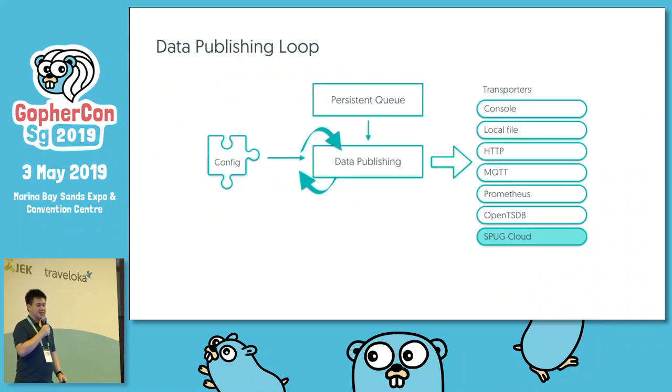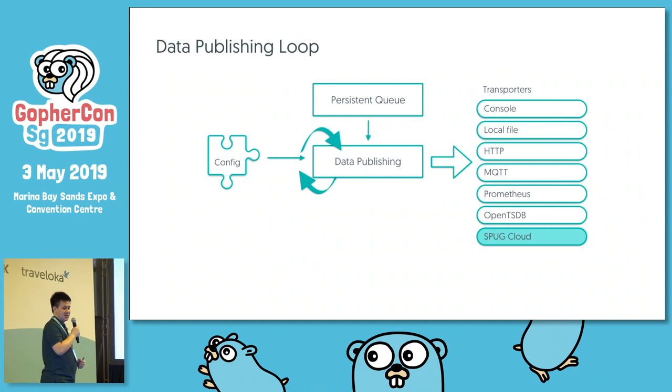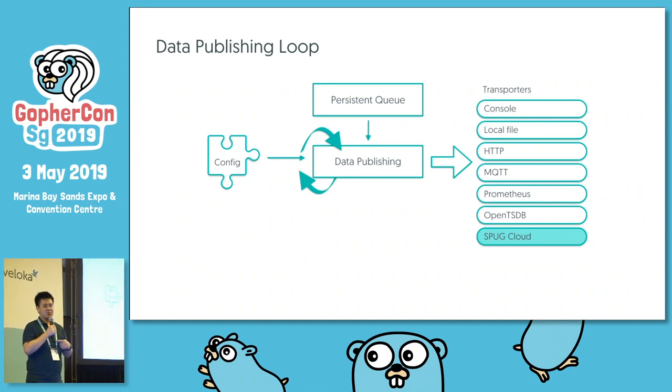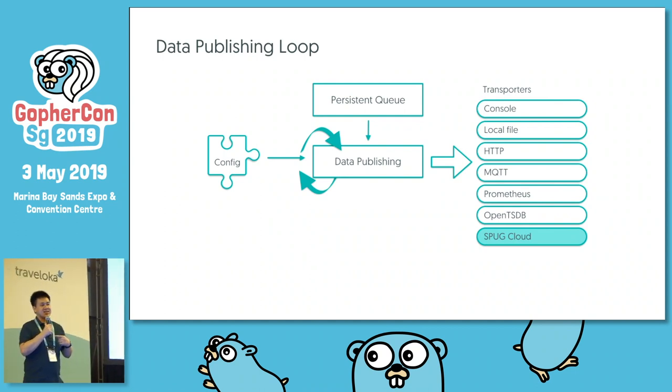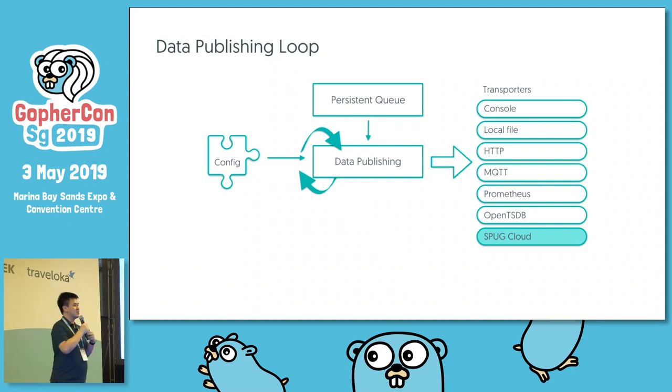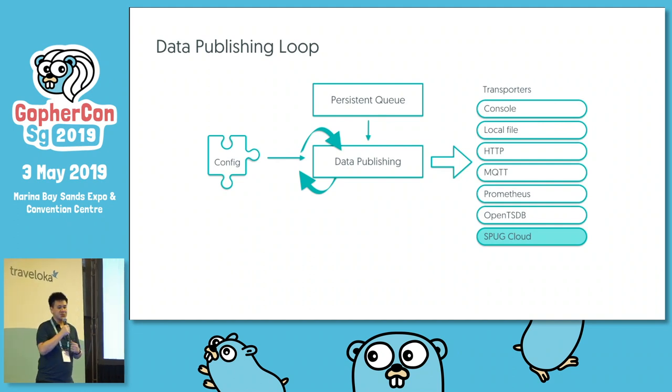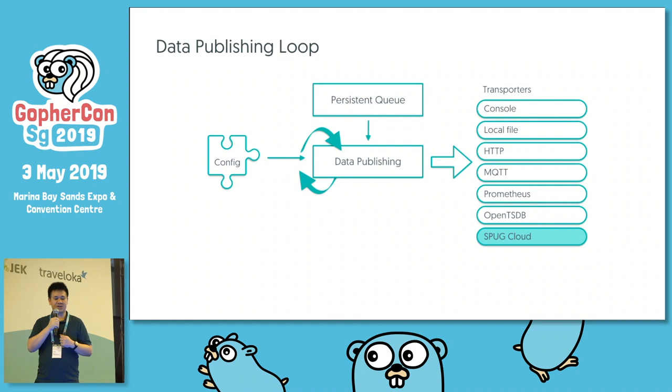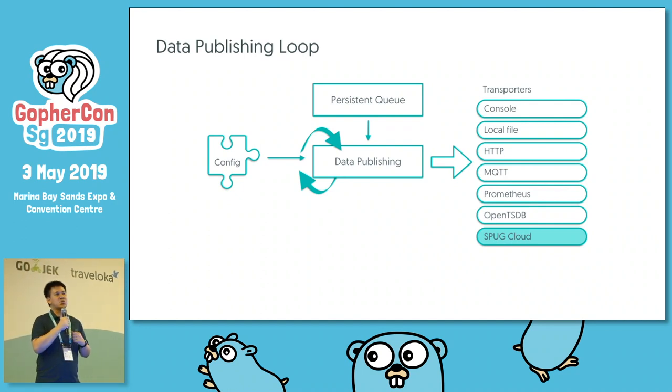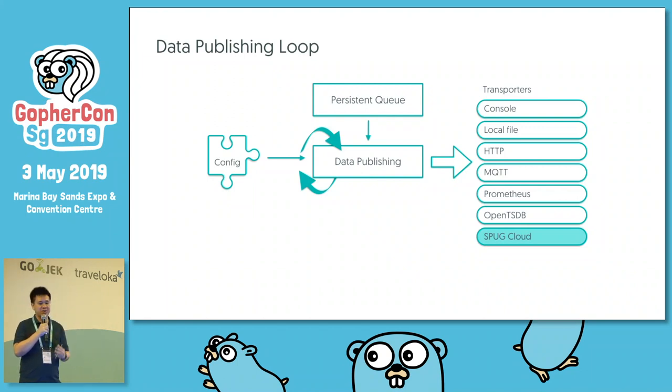Okay, next is how the data gets published. There's another loop, which is the data publishing loop, and it is decoupled from the data collection loop by the use of the persistent queue. The data publishing loop will take configurations to know where to publish the data to and using what protocols. Again, we support a number of different protocols, but mostly we publish to our own Spark Cloud.